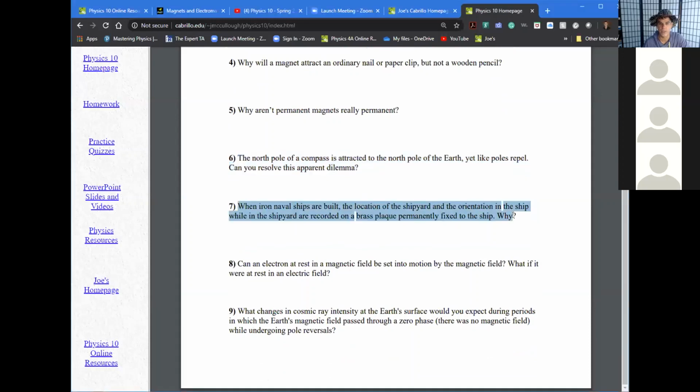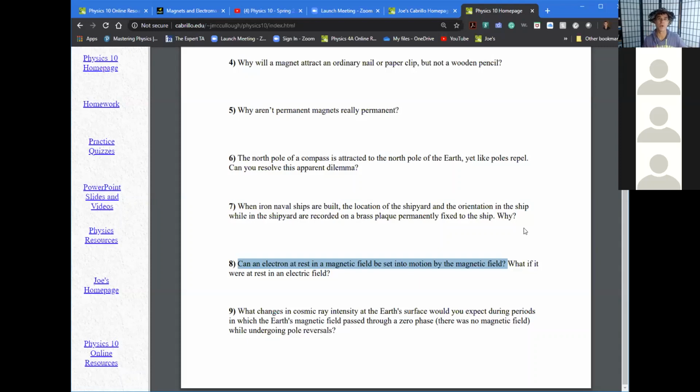Number 7, I answered already. Number 8, can an electron at rest be set into motion by the magnetic field? What if it were at rest in an electric field? Remember, a charged particle has to be moving to feel a magnetic force in a magnetic field. And it has to be moving so that it's not moving parallel or in the opposite direction of the magnetic field. So if a charged particle is at rest, it doesn't feel a magnetic force, which means it can't be set into motion by the magnetic field.